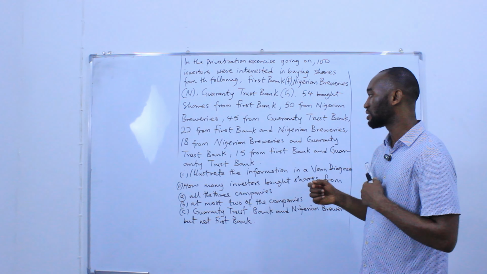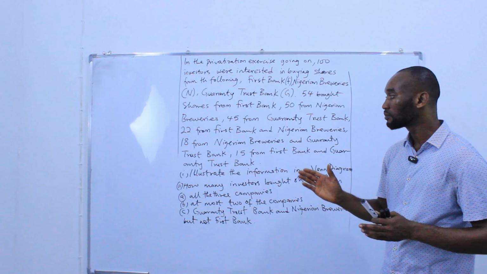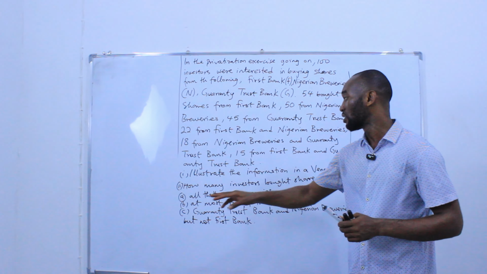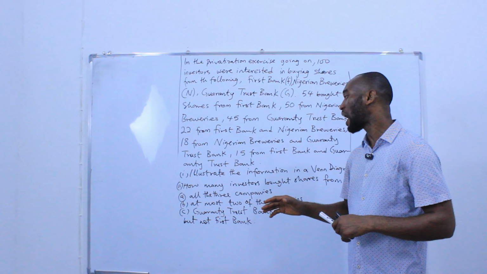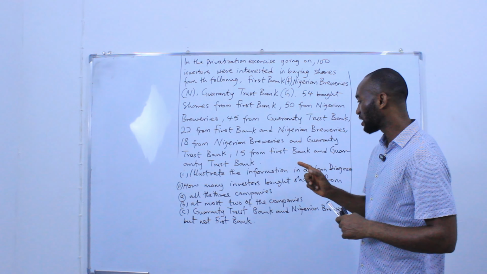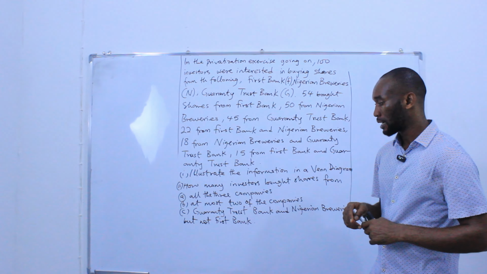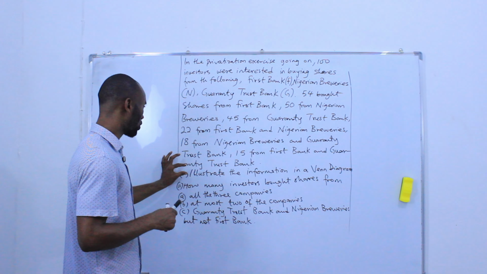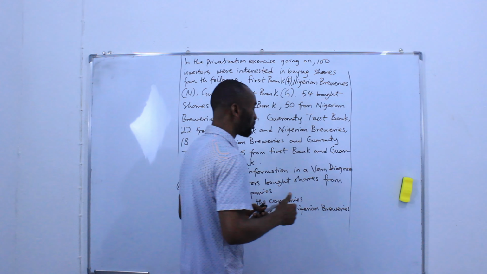Now the question says, illustrate the information in a Venn diagram. How many investors bought shares from A, all the three companies? B, at most 2 of the companies. C, Guaranty Trust Bank and Nigerian Breweries, but not First Bank. Now, we are going to take care of the first question. We are going to illustrate the information in a Venn diagram.